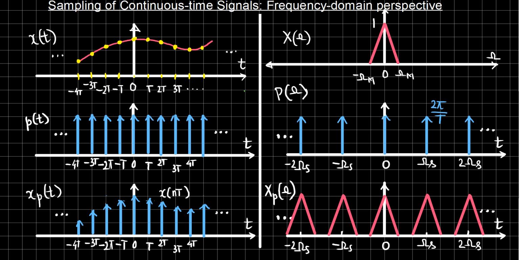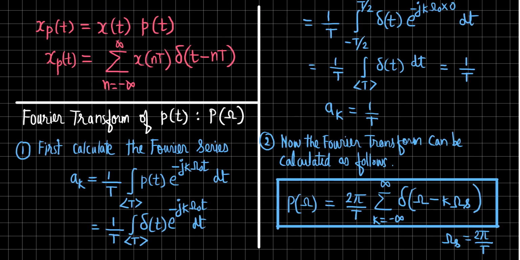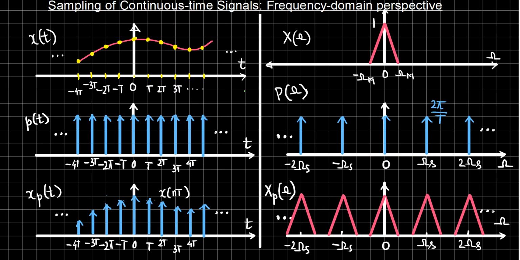Of course, this axis is omega. So this is a Fourier domain representation. So this axis is going to be omega. And if you want to represent this in terms of the expression, you can see that P of omega is something like this, and Xp of omega is going to be the convolution between X of omega and P of omega, and of course with the scaling factor there.